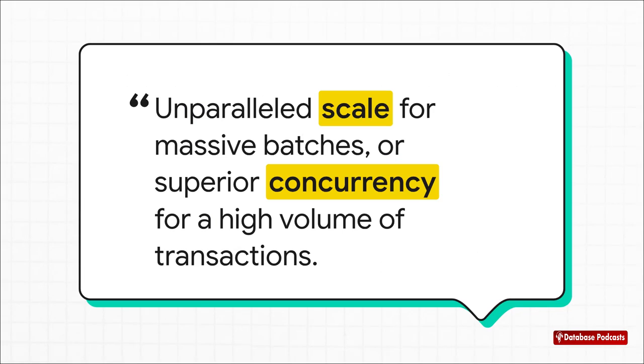And really, this gets to the heart of the trade-off, doesn't it? Are you optimizing for the pure, unparalleled scale you need to crunch massive batches of data? Or do you need that superior concurrency to serve a high volume of simultaneous user queries and transactions?